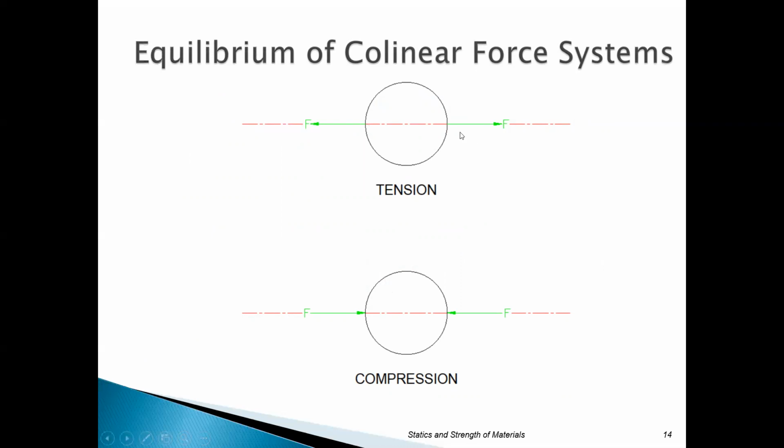Okay. If they're pulling away from your member, your body, that's what we would call a tension member. If they're pushing in along that body's line of action, then that's what we call a compression member. And when we get into strength of materials, that will be important because you guys, I'm sure, all understand that certain materials respond or act differently to compression versus tension. Concrete being one of those examples. Very strong in compression, very weak in tension. So it's important to understand how these work and which direction they're going.